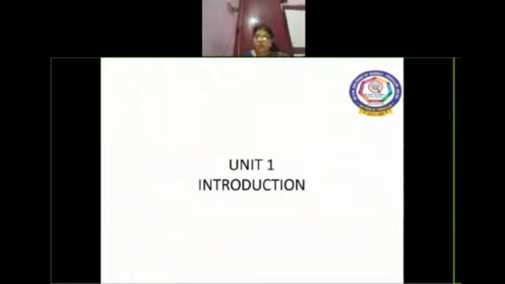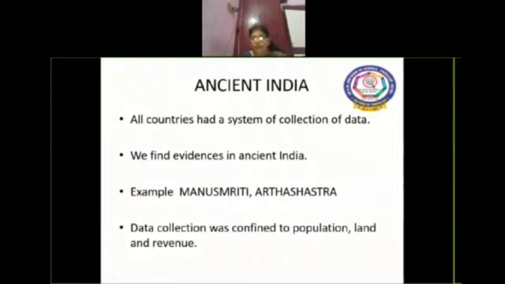Economics is not a new subject for you. Already you have some knowledge about that, isn't it? In your ninth and 10th, you would have studied various aspects of economics. And in this, we are going to discuss statistics. So, statistics and its importance, how it is useful in other aspects, everything we are going to discuss in this chapter. And first, we take ancient India.